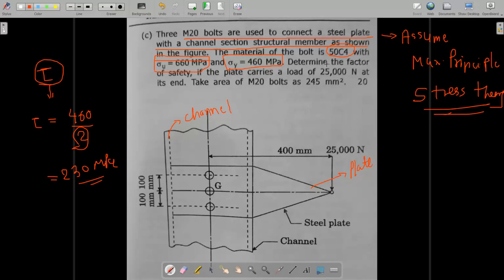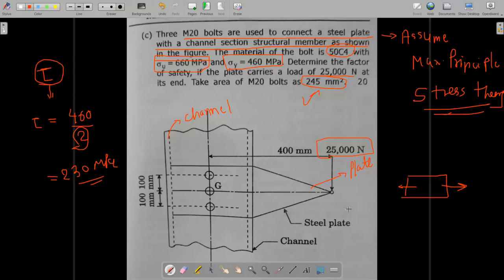We have to determine the factor of safety if the plate carries a load of 25,000 newton at the end. The load is given as 25,000 newton, and the area of the bolt is 245 mm square, so we need not calculate pi by 4 d square every time, as the area is directly given. First understand this: suppose this is the structural member and you are applying a force. Then there is only one stress, acting directly on the component, so it is direct stress. But here the application of load is eccentric.